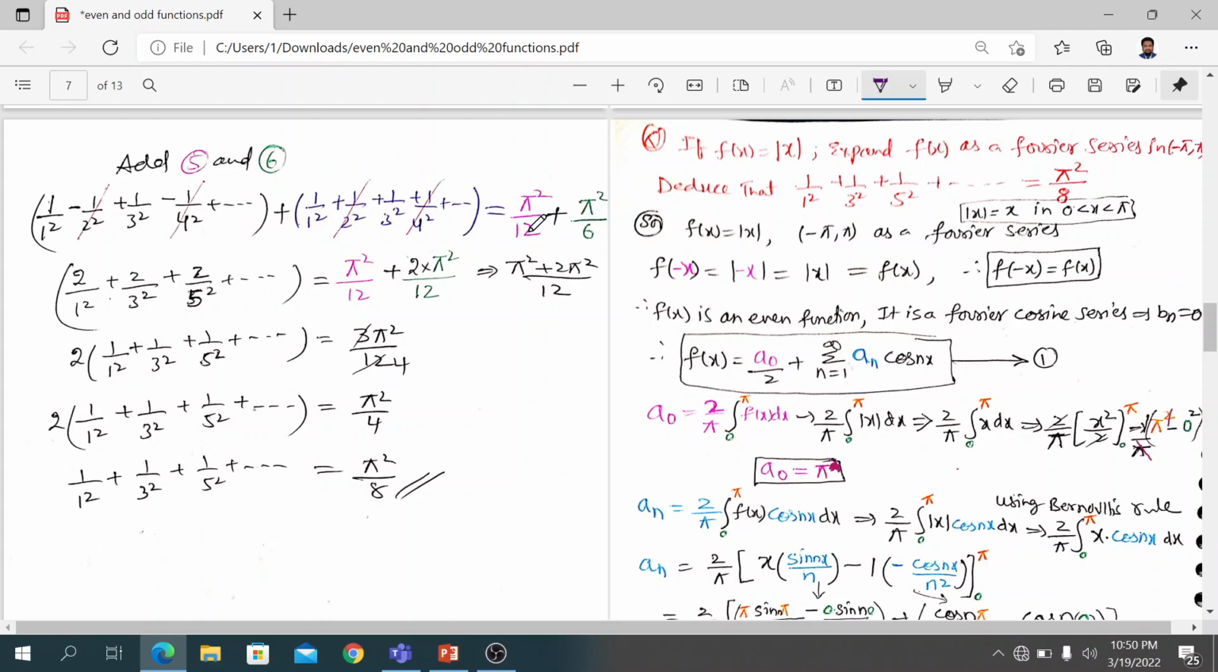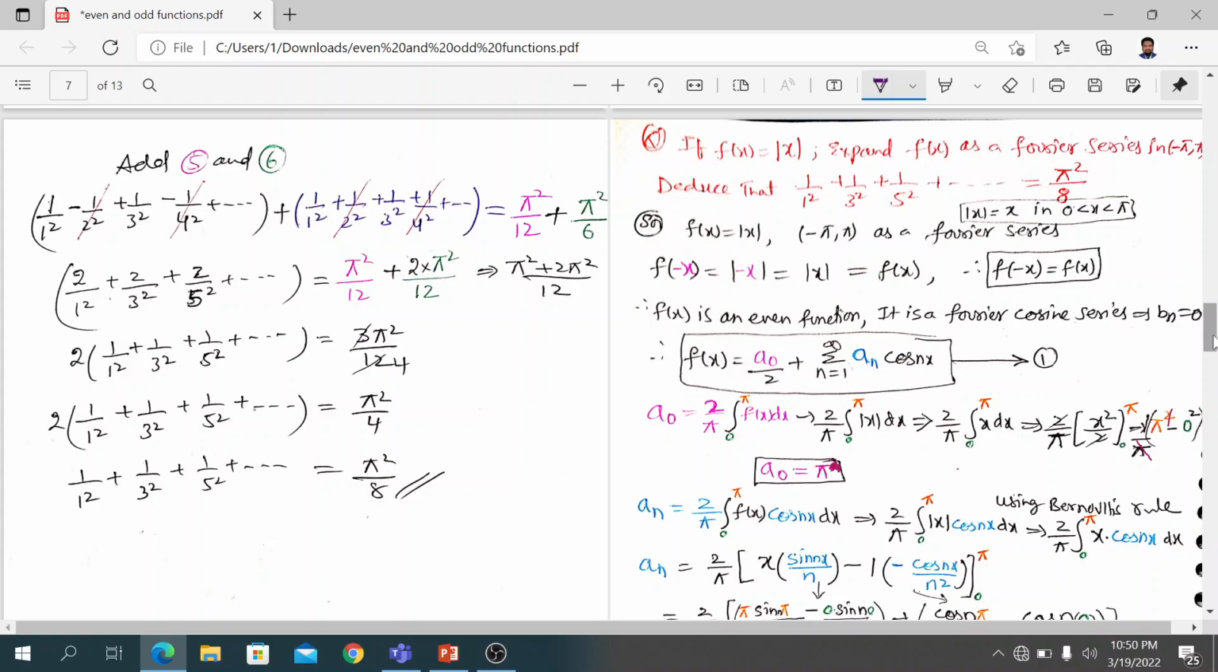Now RHS, pi square by 12 plus pi square by 6. The LCM of 12 and 6 is 12, so this 6 I can write as 2 pi square by 12. So pi square plus 2 pi square, 3 pi square by 12. 3 ones are 3, 3 fours are 12, pi square by 4. Now here take 2 common outside, 2 into 4, 8. So pi square by 8 is the answer.